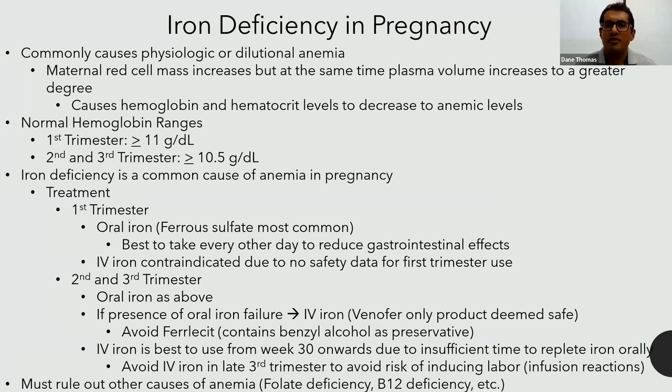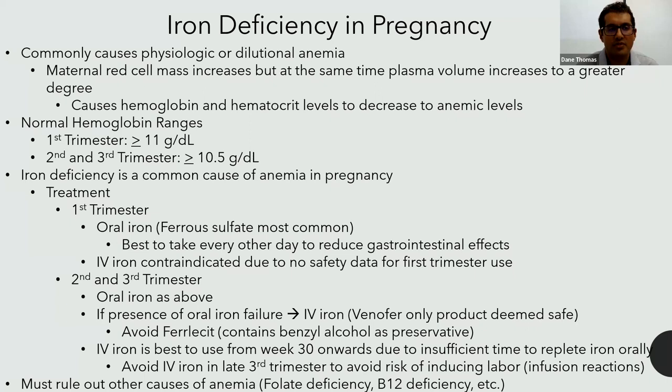And of course, I would be remiss to not talk about iron deficiency in pregnancy. So pregnancy commonly causes physiologic or dilutional anemia. And the way this happens is that maternal red cell mass increases, but at the same time, plasma volume increases to a greater degree. This causes hemoglobin and hematocrit levels to decrease to anemia levels. So therefore, normal hemoglobin ranges in pregnancy are different from a person who is not pregnant.